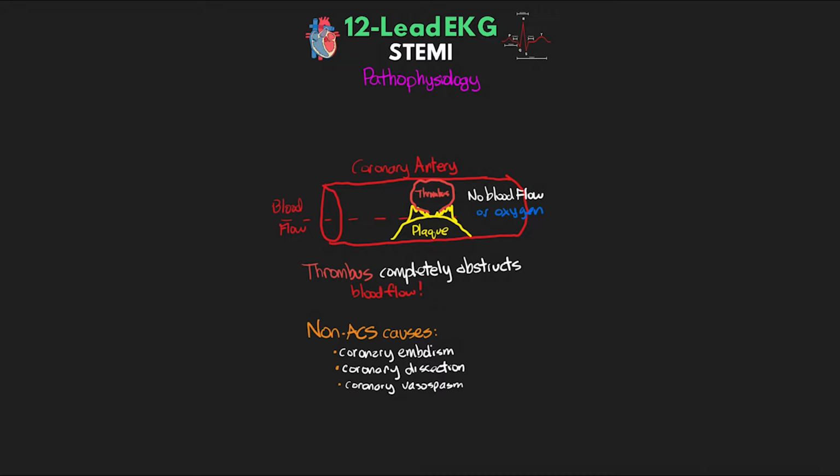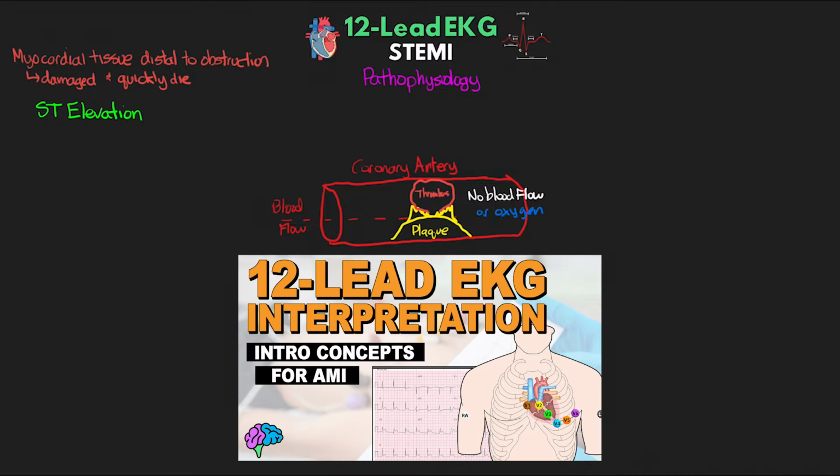So when this happens with our patients, the area of myocardial tissue that's perfused distally to the obstruction is now without oxygen and becomes damaged and quickly will begin to die. So this leads to large areas of injury and thus the ST elevation that we see on our EKG, and then eventually the necrosis and cell death will create that electrically inactive tissue that we talked about in that AMI intro lesson.